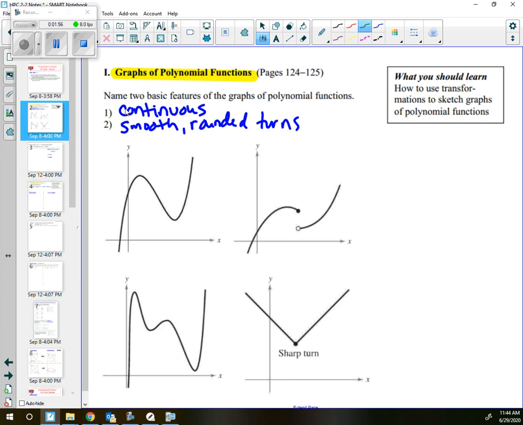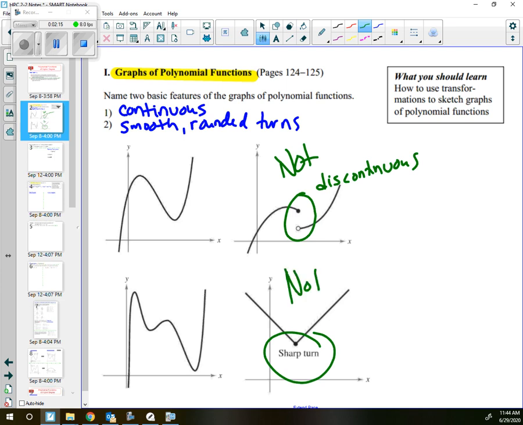All right, well, first of all, this one's not a polynomial because it's broken. It's not continuous. This is what we would call discontinuous. There's a break in the graph, so that is not a polynomial. Sharp turn. They had to label it just to be sure. This absolute value function is obviously not a polynomial. It's a different kind of function. So this is not either because of the sharp turn. The other two are definitely polynomial functions.